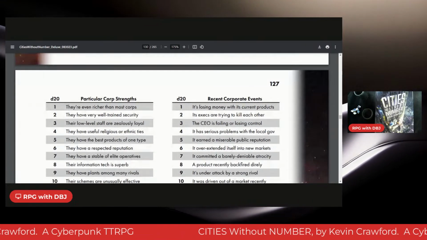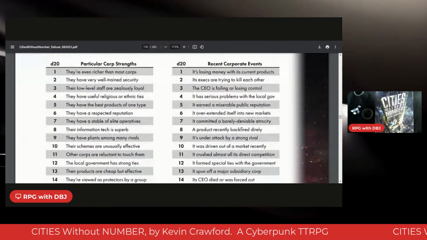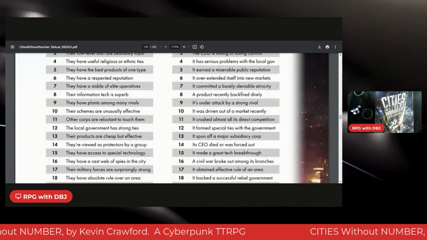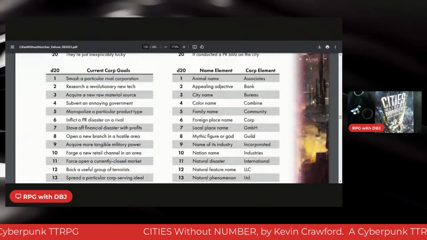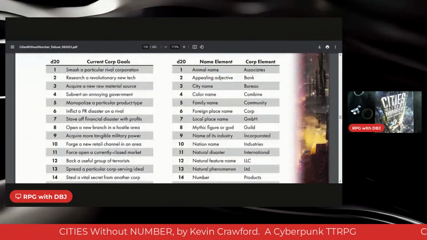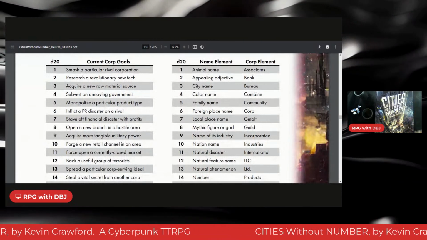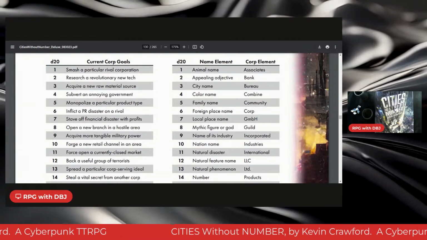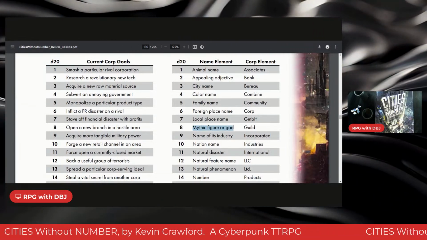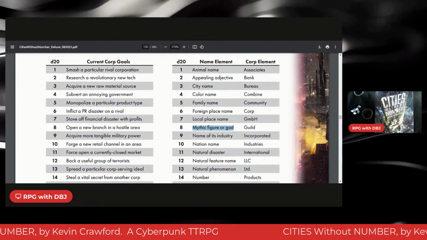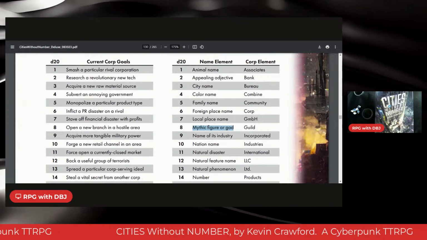But anyway, these D20 tables go on, like whether there's a particular corporate strength, recent corporate events, corporate goals, and you can name an element and a corporate element, such as, let's see, D20. Number 8, mythical figure or god. Let's pick a myth like Thor. Nah, let's go with Athena. And then corporate element. 7.